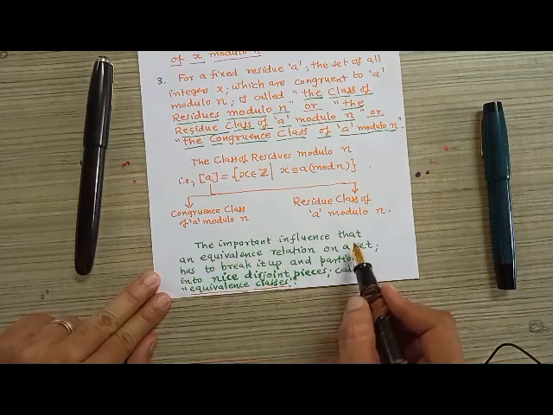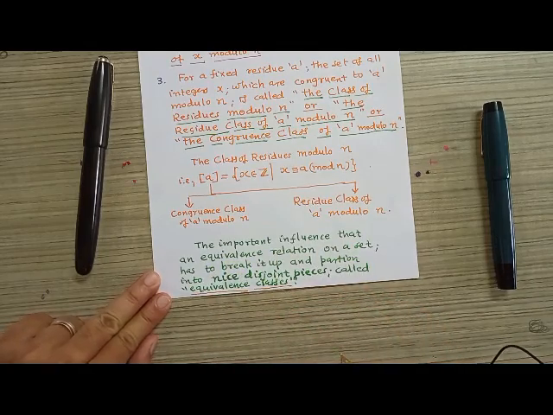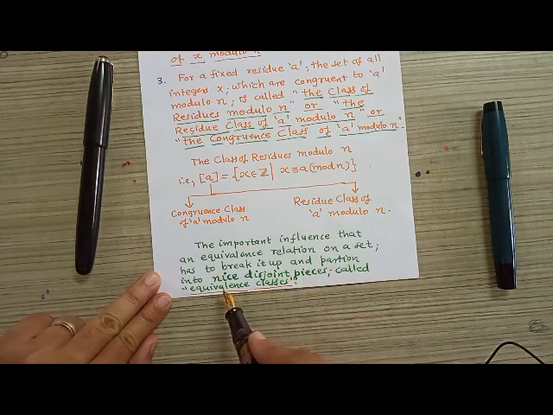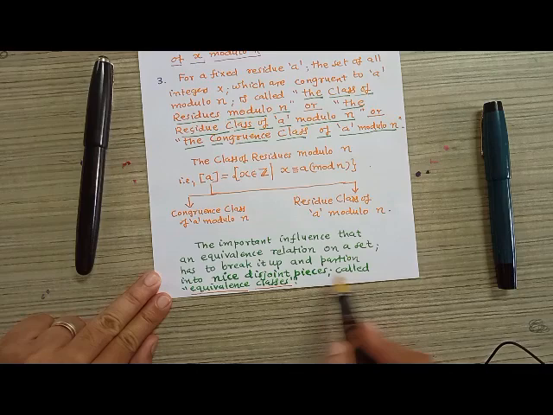The important influence that an equivalence relation on a set has is to break it up and partition it into nice disjoint pieces called the equivalence classes.